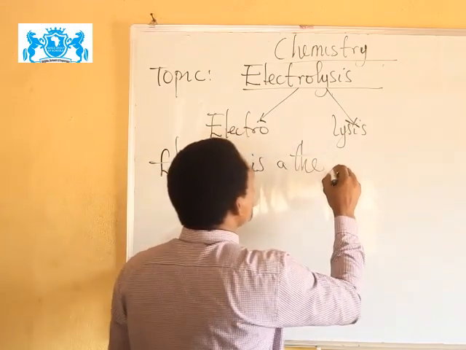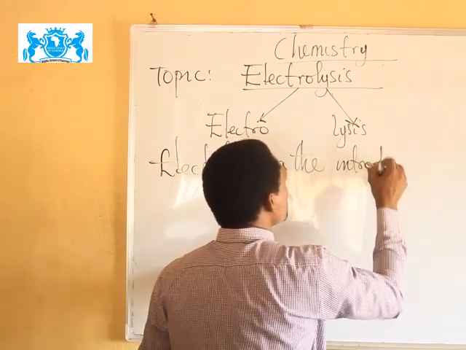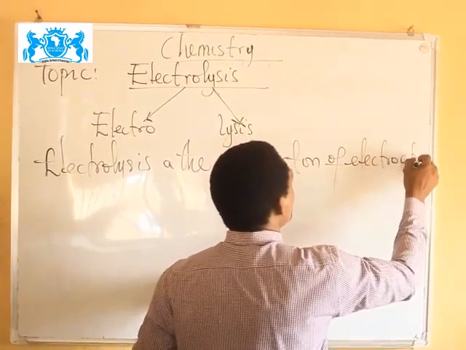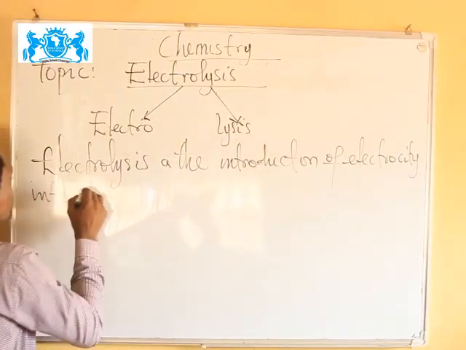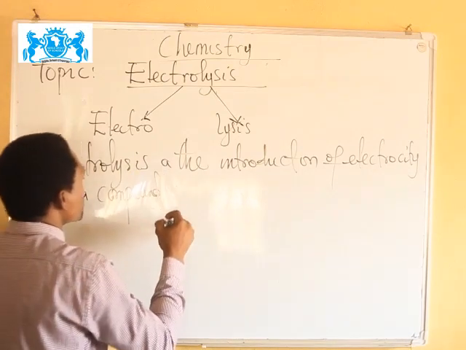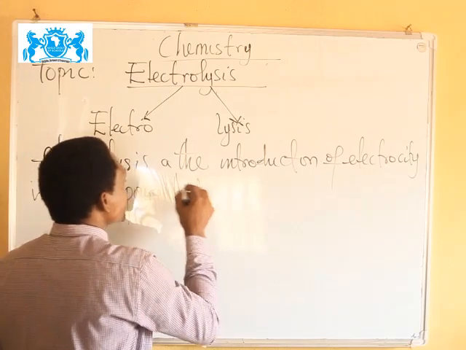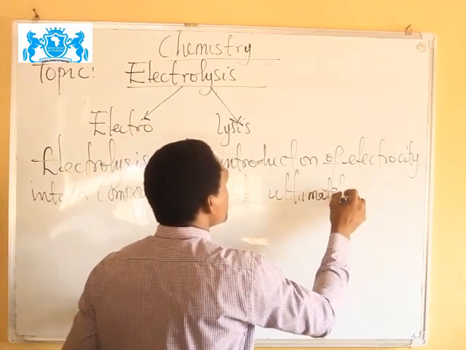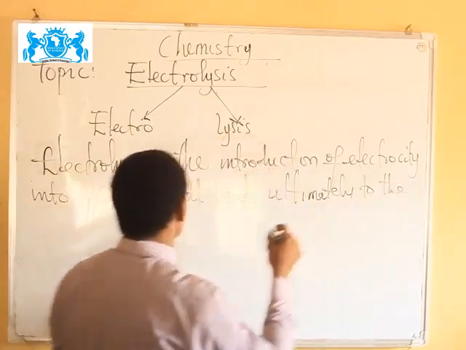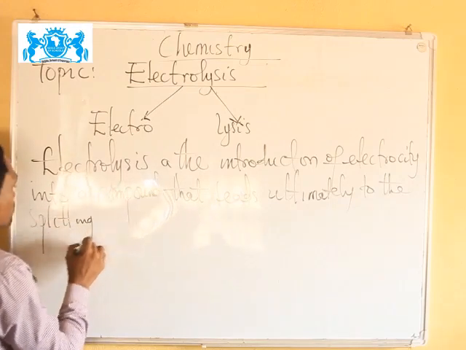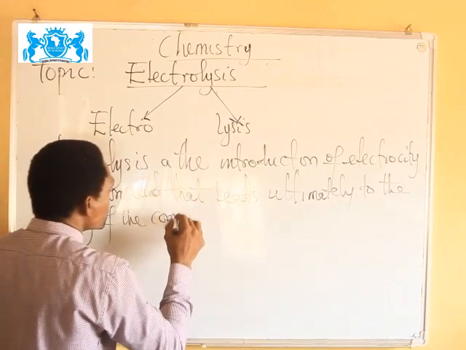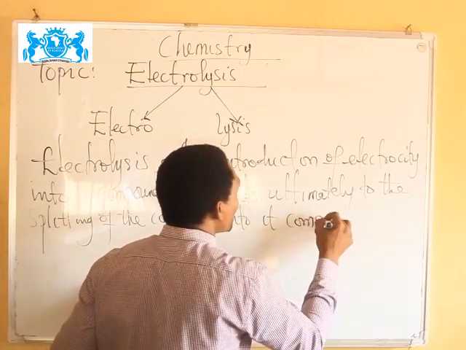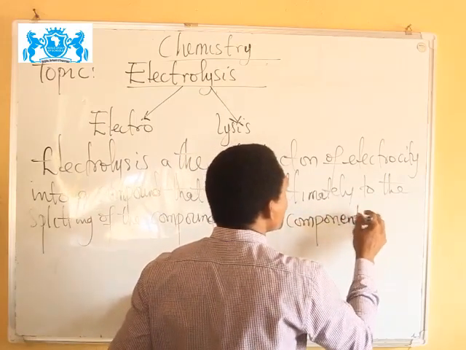So we simply define electrolysis as the introduction of electricity into a compound that leads ultimately to the splitting of the compound into its component ions.